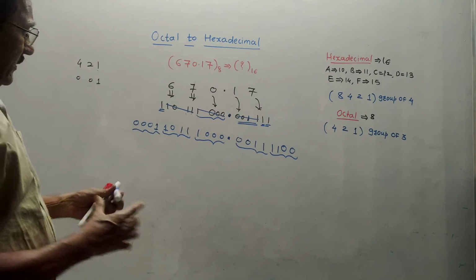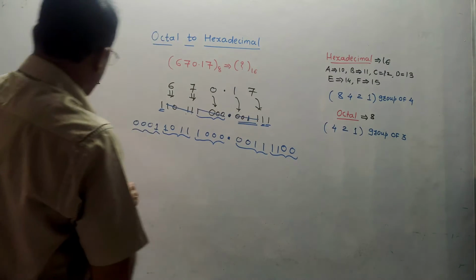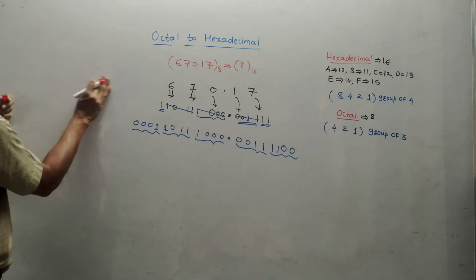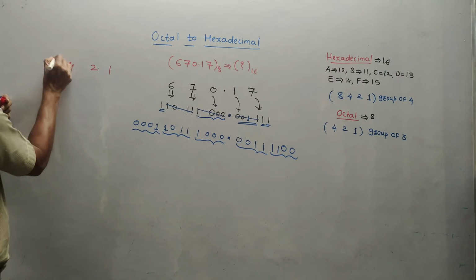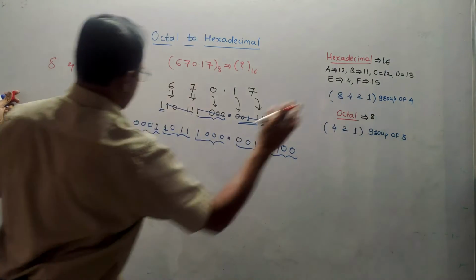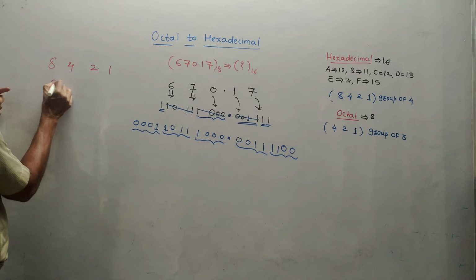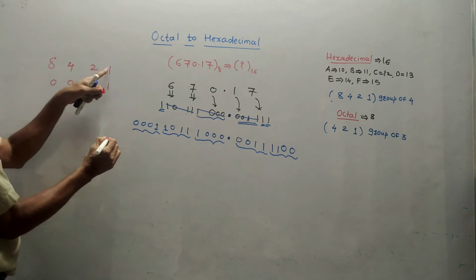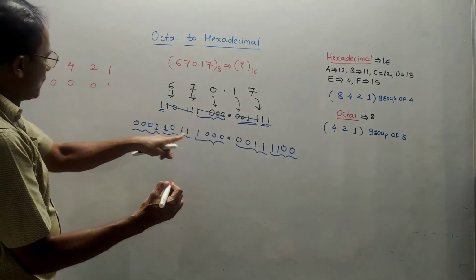Now this is the binary which I have to express in hexadecimal. For hexadecimal, we know the sequence: 1, 2, 4, 8. Just now we have discussed the same sequence. Consider the first group, 0, 0, 0, 1. Corresponding value will be 1 into 1, that is 1. Next, 1, 0, 1, 1.